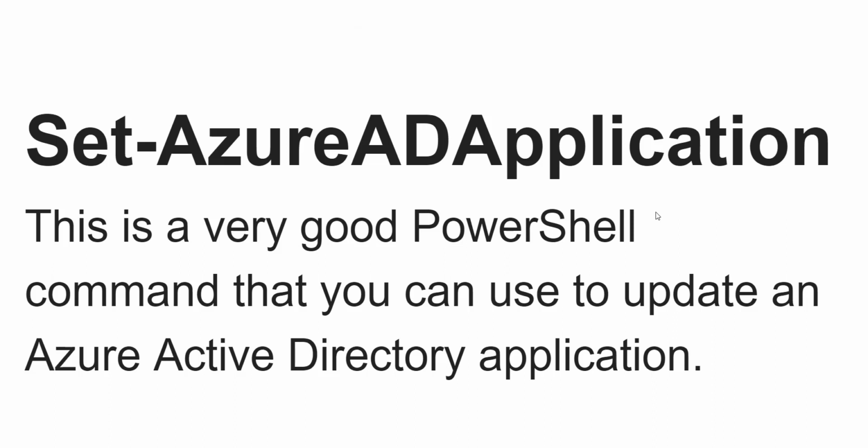Today in this video we are going to discuss an excellent Azure PowerShell command, that is Set-AzureADApplication. This is a very powerful command that can help you to update any of your Azure Active Directory application. So if you want to change the application display name or some other properties, you can use this PowerShell command to change that immediately.